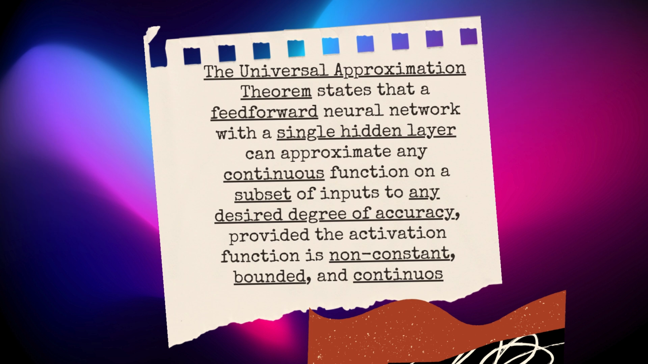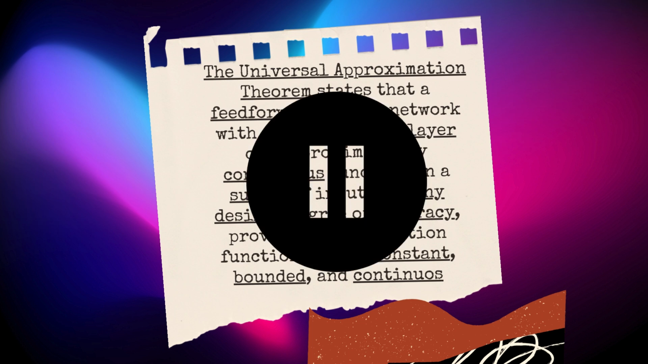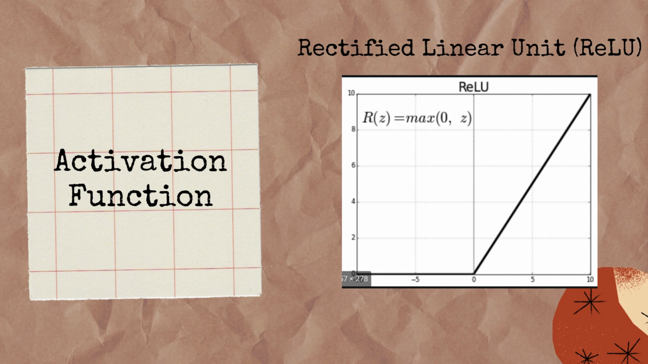this graph. And this leads into my next topic, the universal approximation theorem, which states that a feed-forward neural network with a single hidden layer can approximate any continuous function on a subset of inputs to any desired degree of accuracy, provided the activation function is non-constant, bounded, and continuous. But what does all that mean?